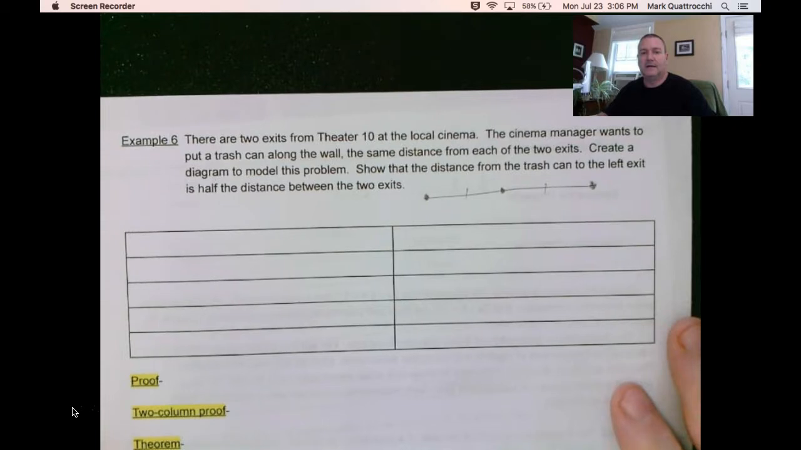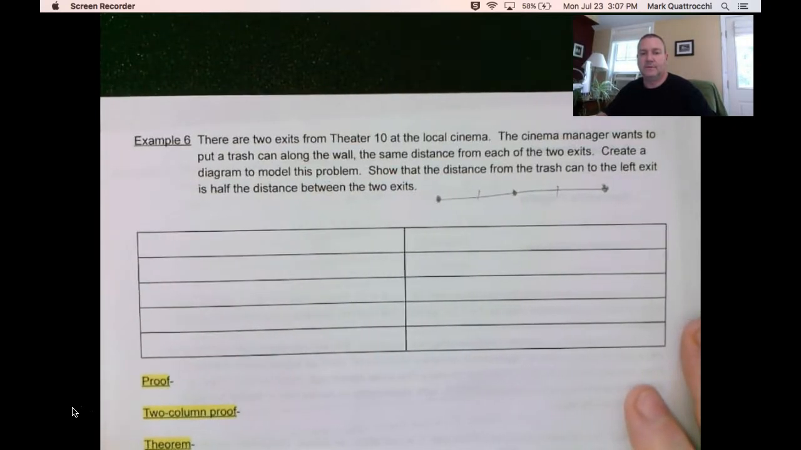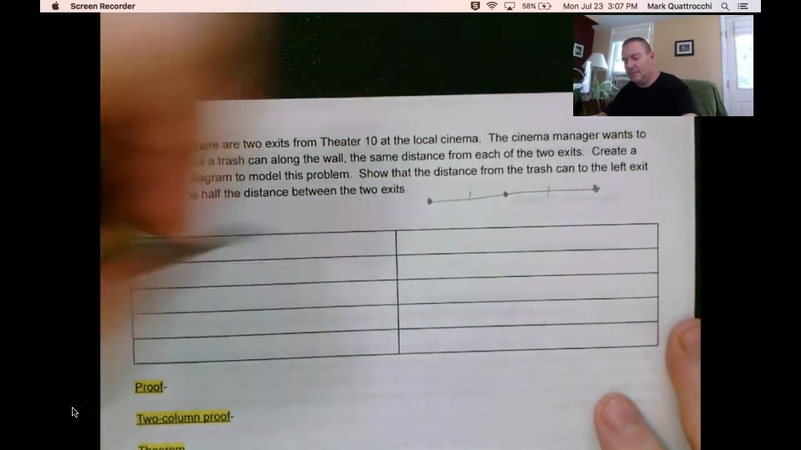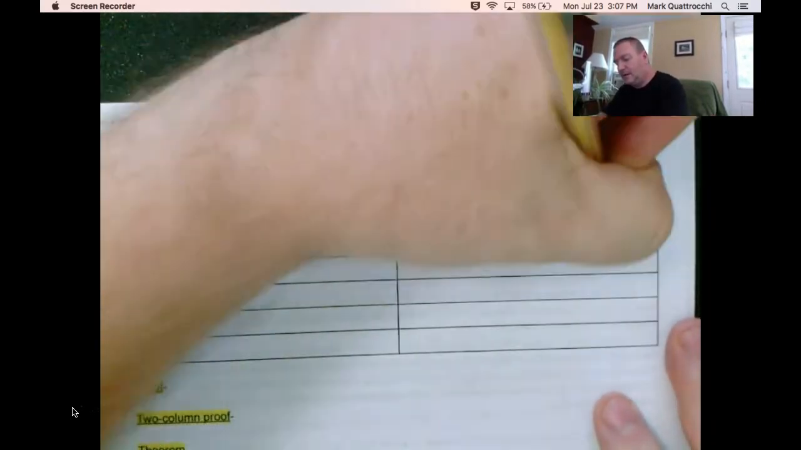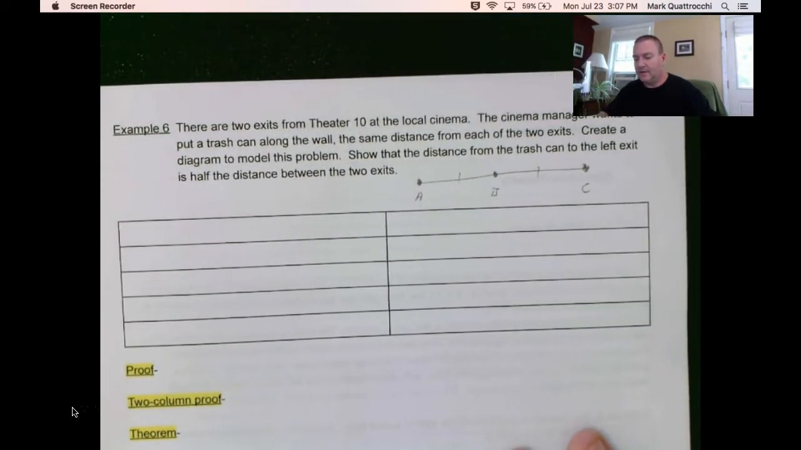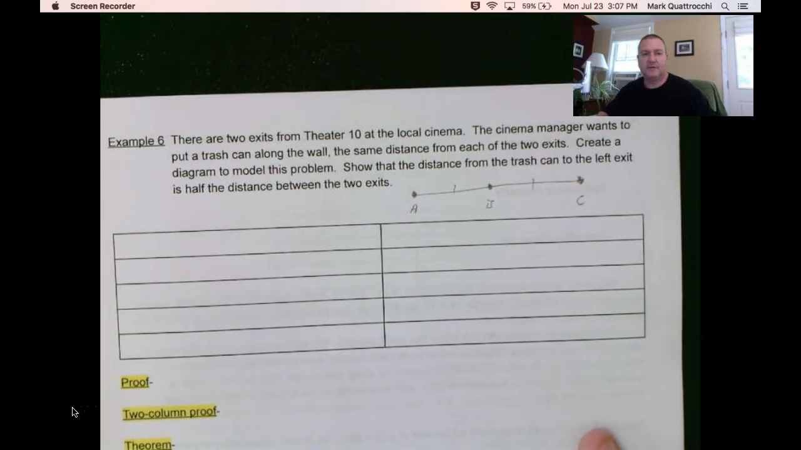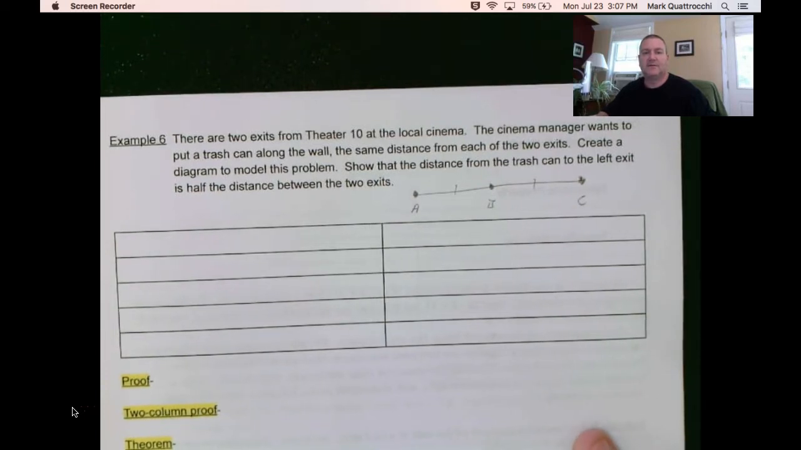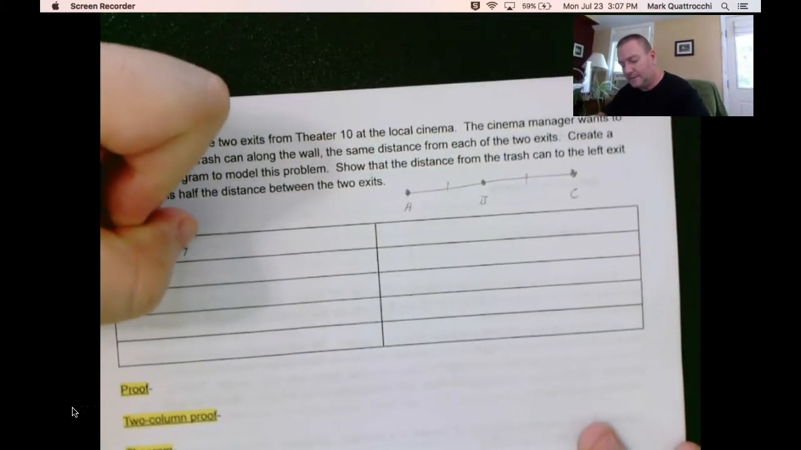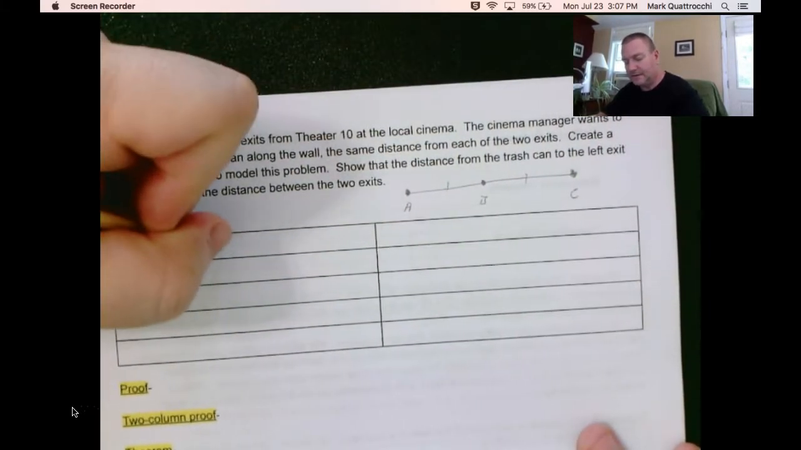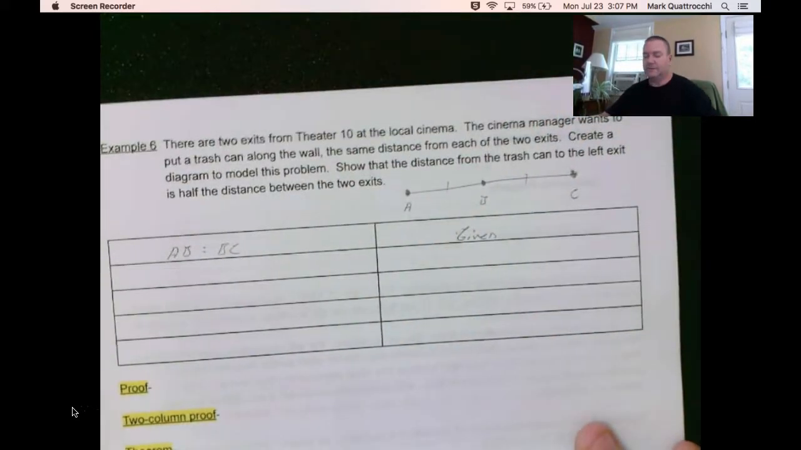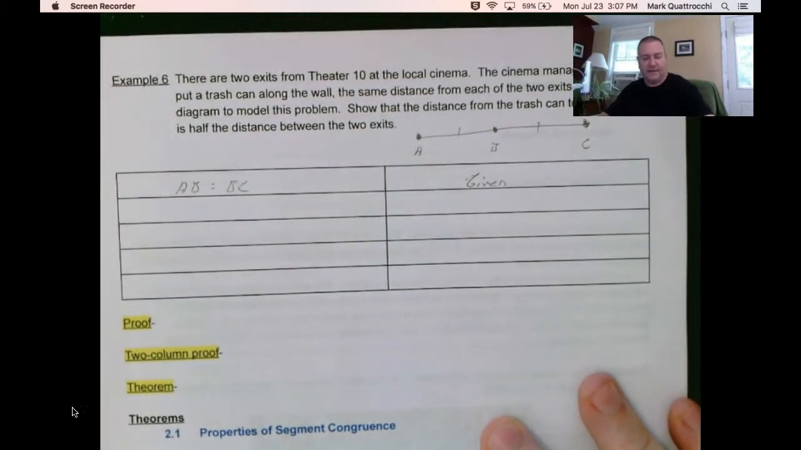Okay, breaking the distance between the 2 exits into congruent segments. Let's label these A, B, and C like I did in the answer key. And we're given that the cinema manager wants to put the trash can the same distance from each of the 2 exits. So the trash can B here, so the distance from A to B has to be the same as the distance from B to C, and that's given information. Given to us by the cinema manager who wants the trash can there.